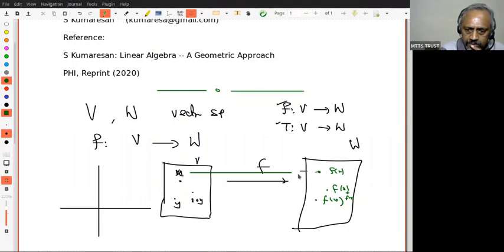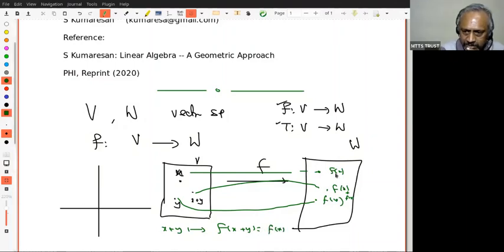This goes to this, this goes to this, and this goes to this. Where should f of x plus y go? X plus y will go to this. But what do I want? I want it to be the addition of the vectors in W, fx plus fy.